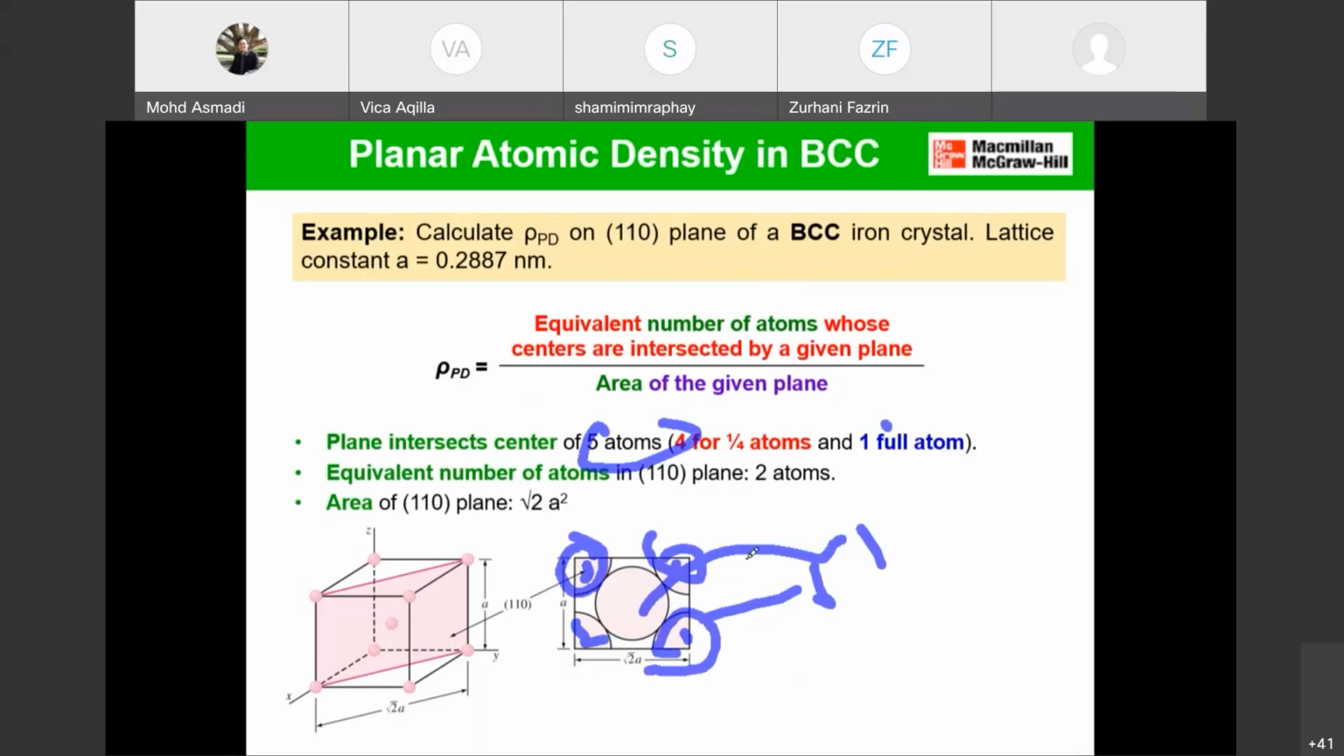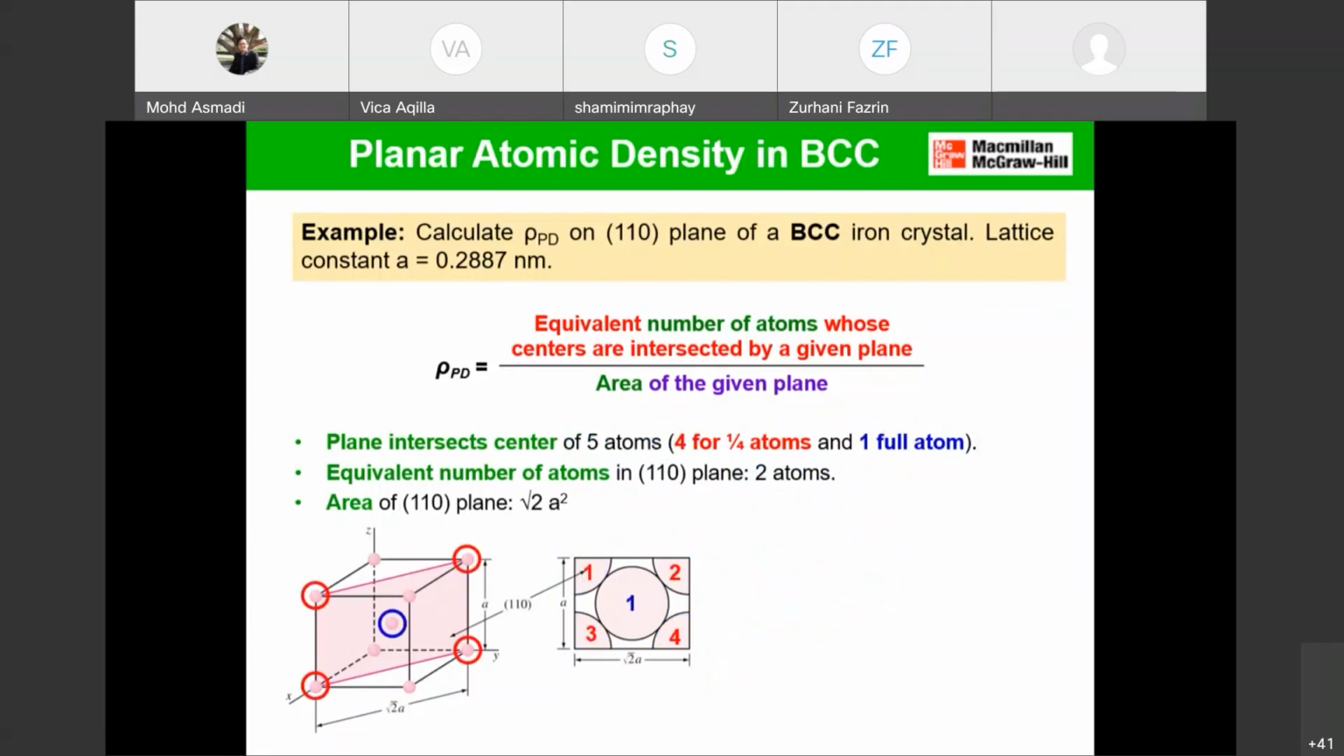For the FCC case earlier we counted the number of atoms in the unit cell, but this is only the number of atoms whose centers are intersected. So the total is not simply 1, 4 or 1, 2. The equivalent number of atoms in the 110 plane is equal to 2 atoms, and the area is root 2 a squared. Looking here, 1, 2, 3, 4, 5, so the total is 2 atoms, divided by the area with a equal to 0.287.